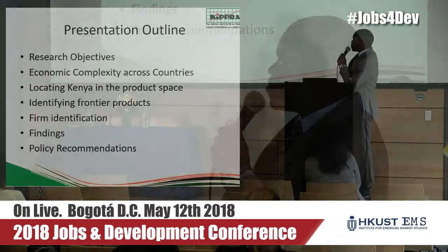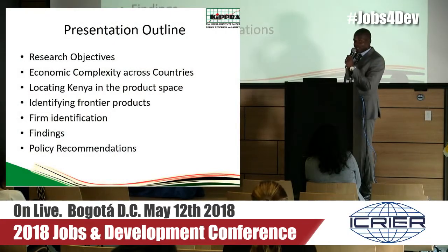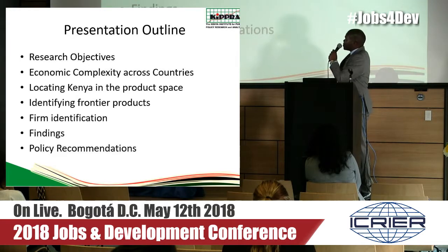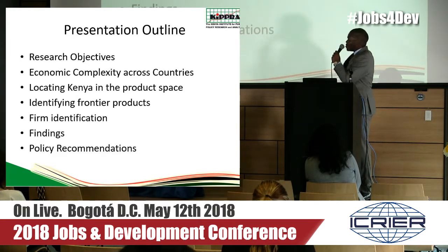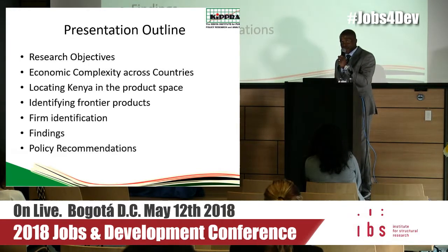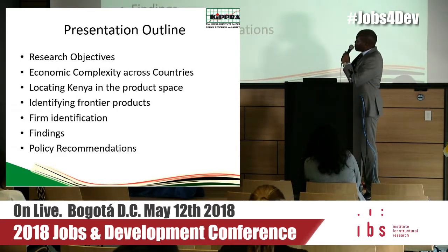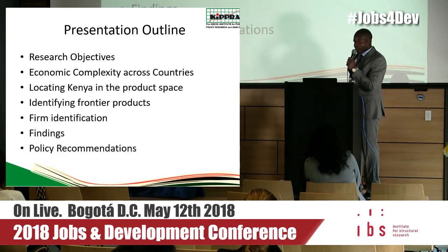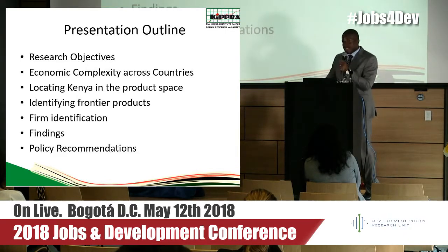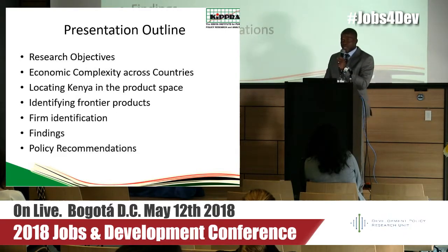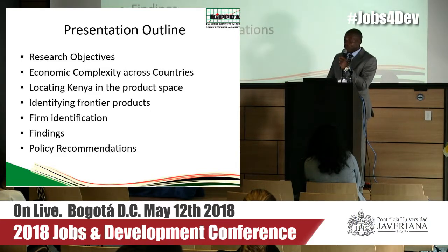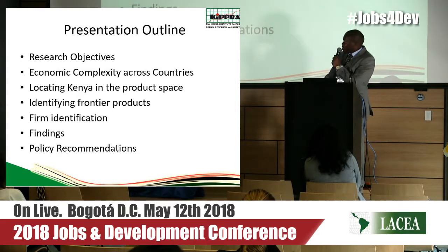So this is the outline of my presentation. I'll present our objectives. We'll locate Kenya's productive space. We'll identify frontier products, and in this study, the bottom line was to establish employment opportunities that will be available for women and youth, given the economic complexity of the country. We'll also present our findings and our policy recommendations.